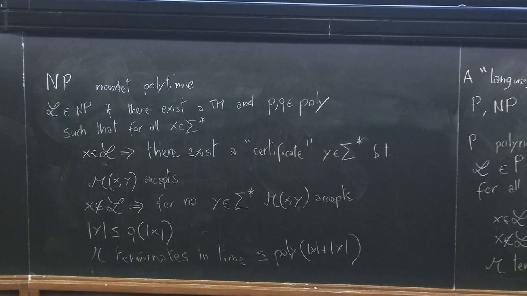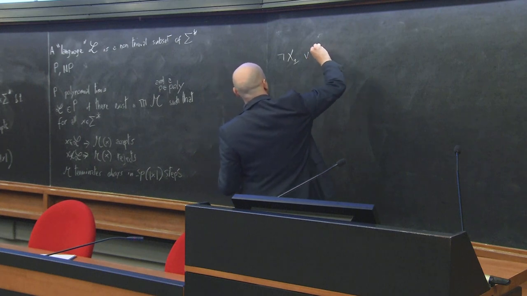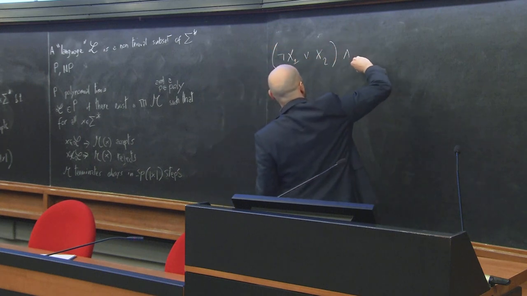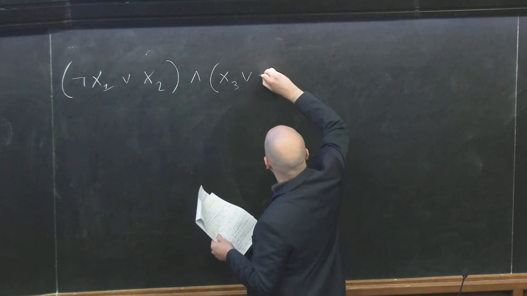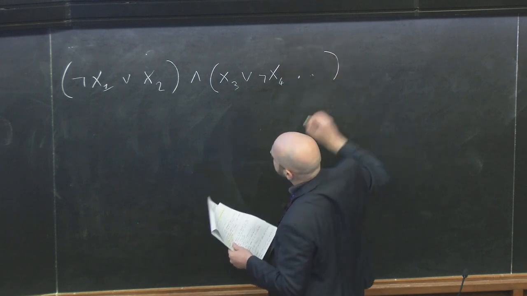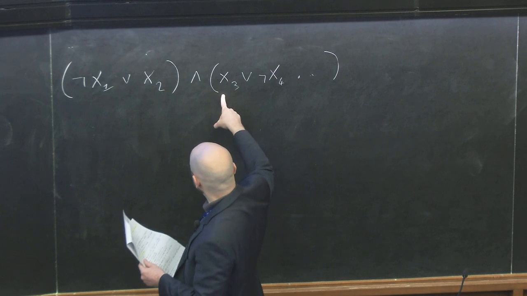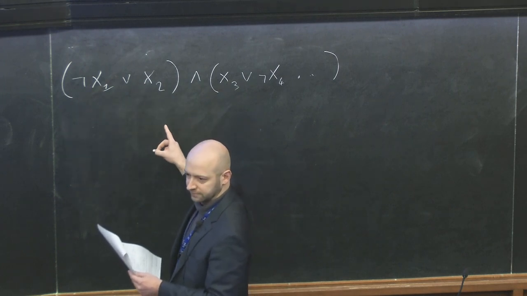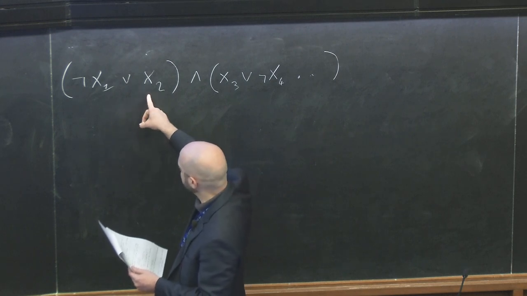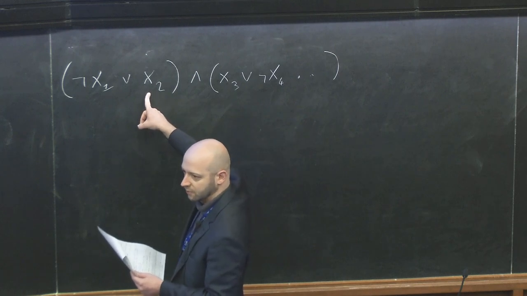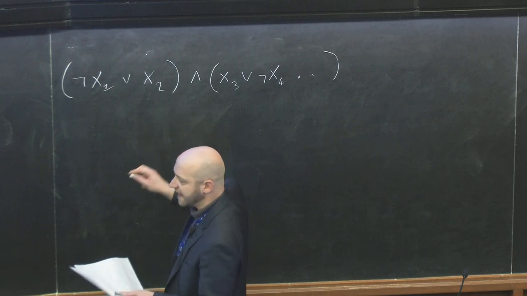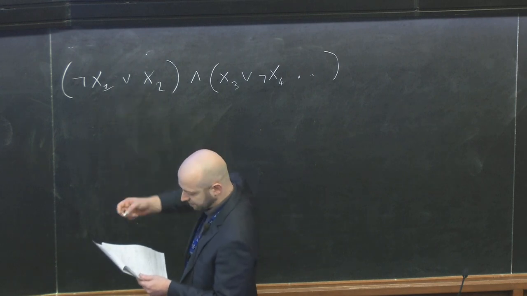There's satisfiability, which is basically, suppose that I give you a formula in Boolean logic, which is, I don't know, not x1 or x2 and x3 or x4, etc., etc. Is there an assignment of truth values to these Boolean variables that makes this formula true? Or is it instead the case that any assignment of truth values will make this formula false? So deciding whether a formula is satisfiable or not is an NP problem.